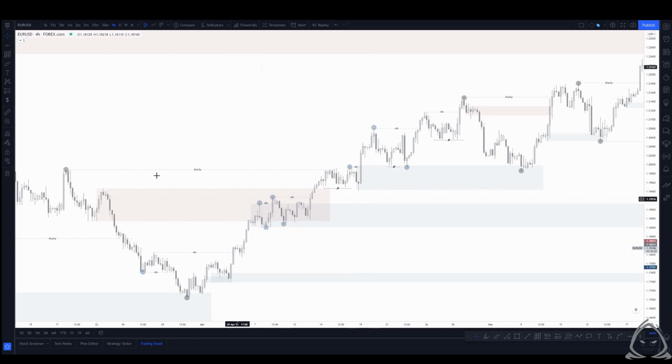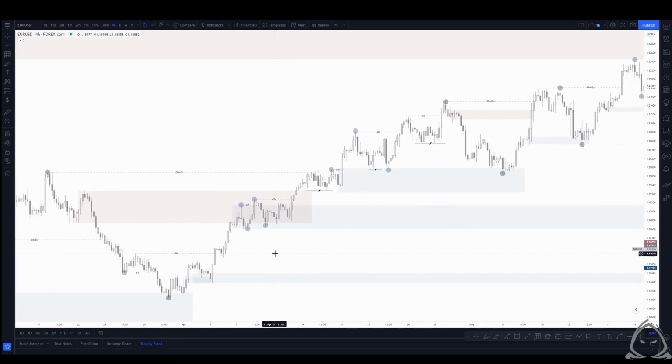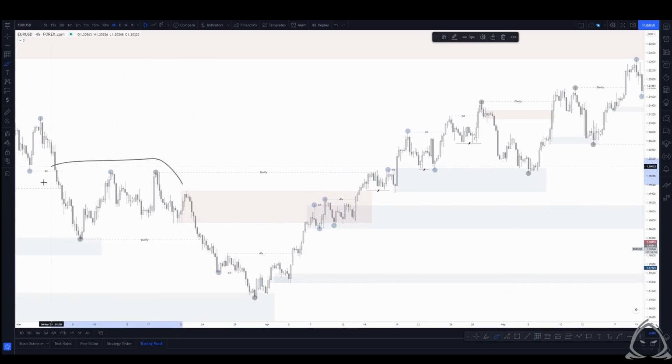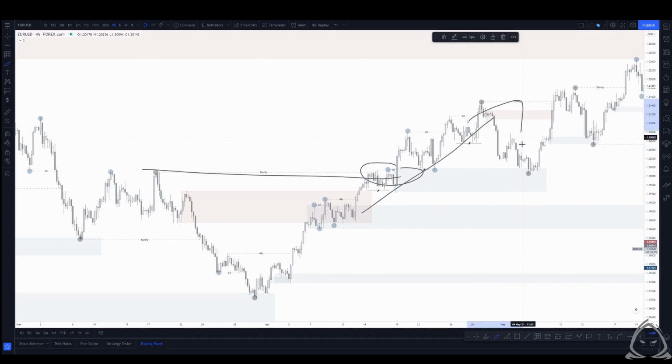And what I'll do is I'm just going to pick this section of Euro US dollar, and we're just going to dig into this uptrend. So as we can see from this bit of structure, we've just seen a daily change of character. We were making lower lows and lower highs. We've broken daily swing structure and we're starting to create an uptrend.